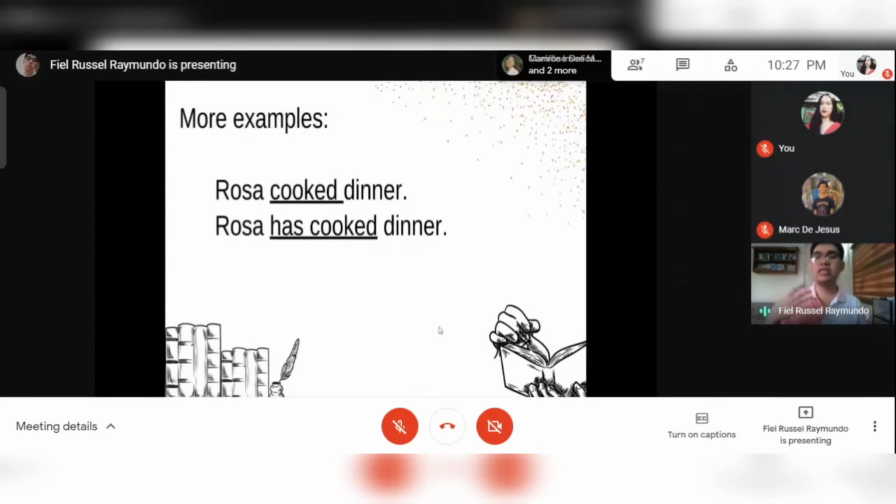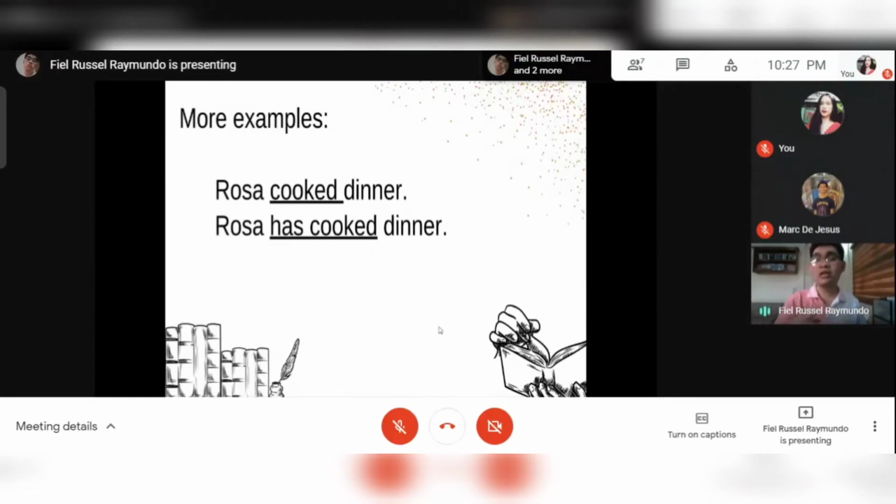Let's have more examples. "Rosa cooked dinner" is in simple past tense. "Rosa has cooked dinner" is in present perfect tense. "Rosa has cooked dinner." There's that pause I was talking about. "Rosa has cooked dinner," and then what? It's like you won't be able to guess what happened next after Rosa cooked the dinner.